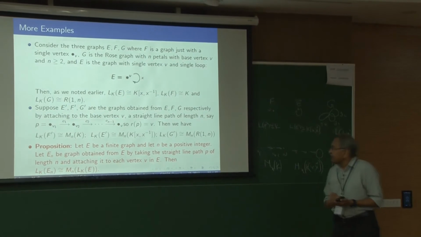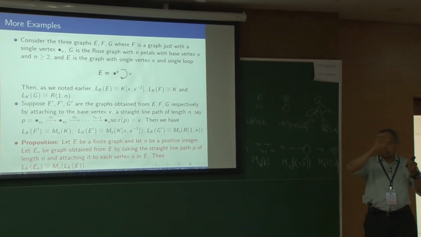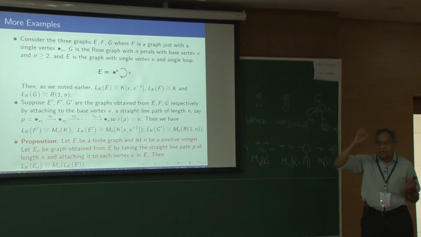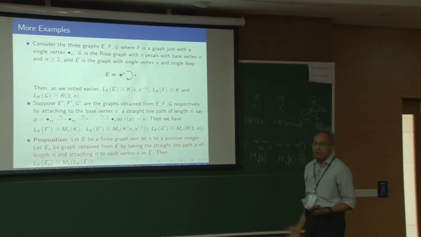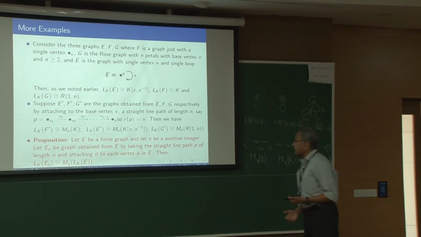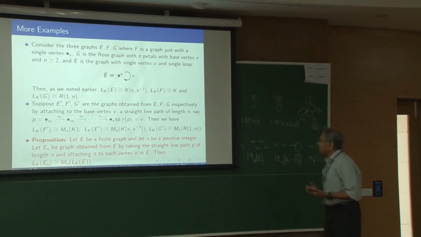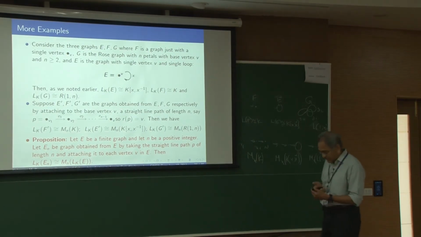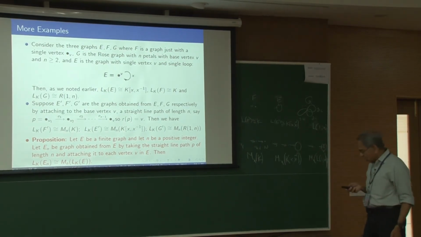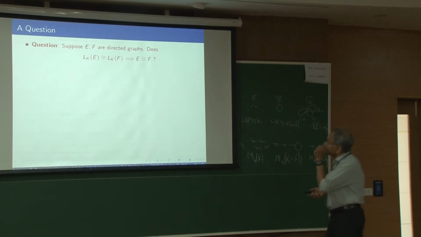Take a finite graph and attach to every vertex a straight line segment of length n. Look at the new graph. What is its Leavitt path algebra? It is simply the ring of matrices over the Leavitt path algebra of the original graph. So it's a nice, interesting way of constructing new Leavitt path algebras.